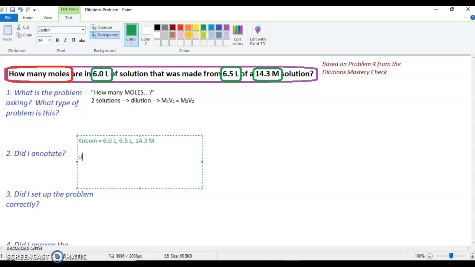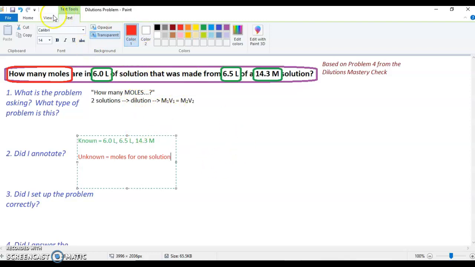What is unknown, so let me switch to red. Unknown is moles for one solution. All right, so now I need to figure out where these fit into this equation.